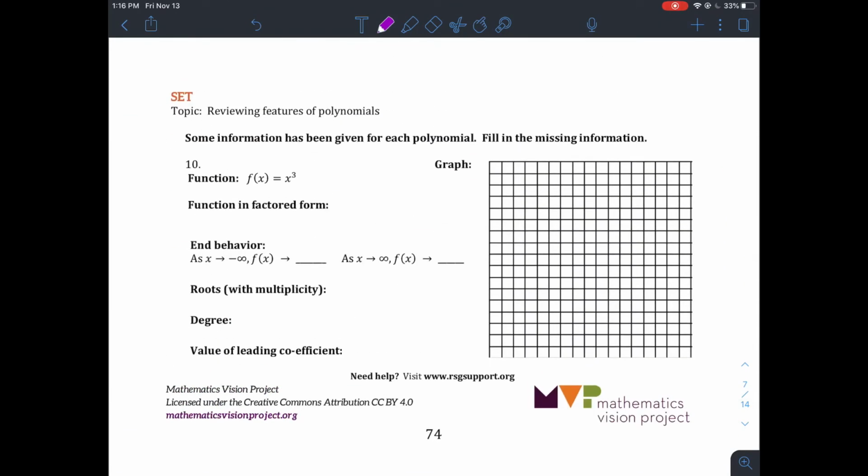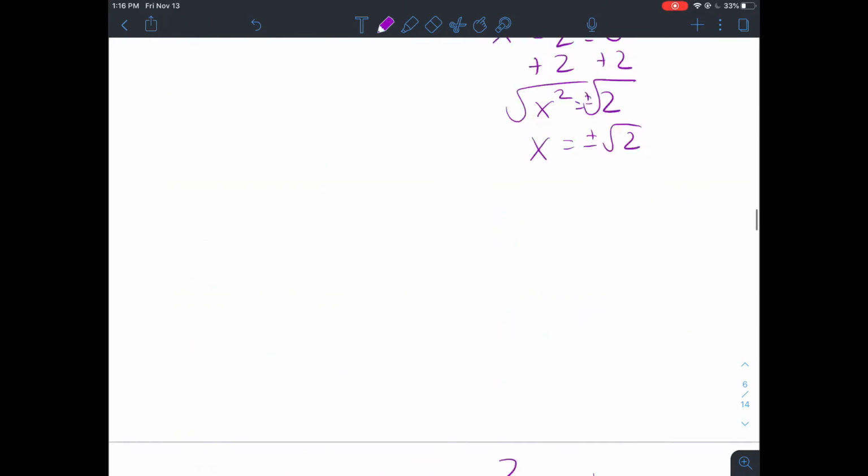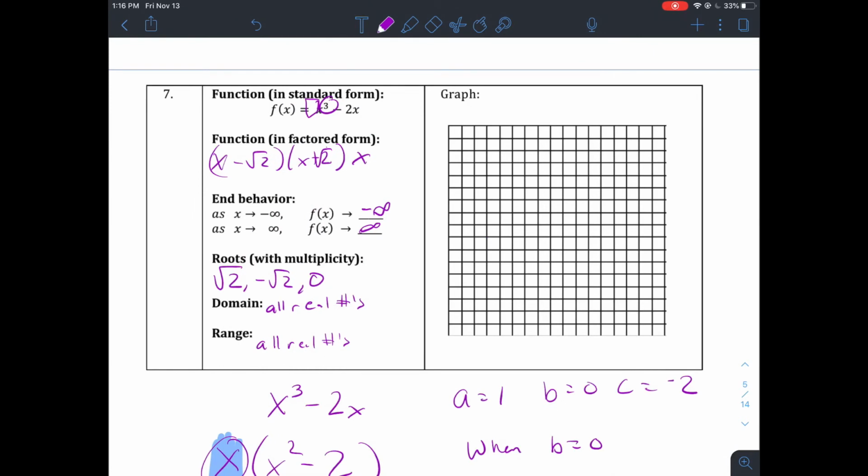I know I told you guys to work on page 74. And as I was looking, I thought, they might have a hard time with the factored form of number 10. So I wanted to help you with that. And oh my goodness, did I draw number 7? I never drew number 7. Hop back here. Sorry, guys.